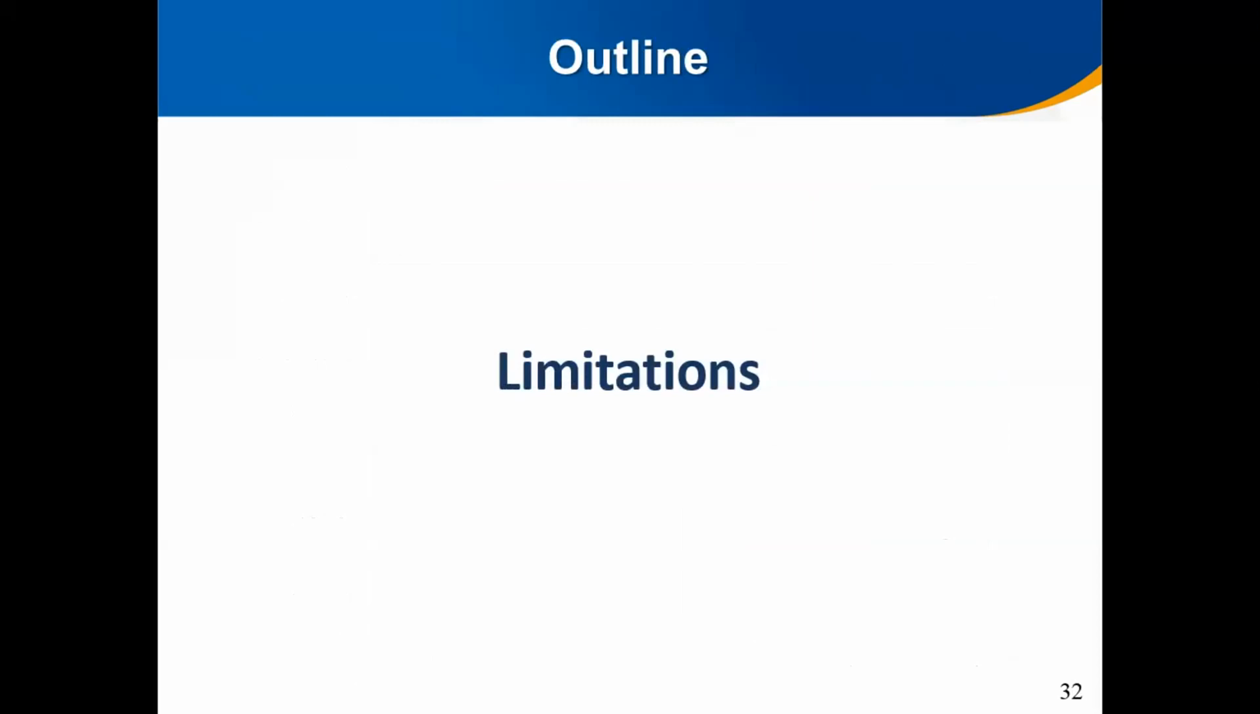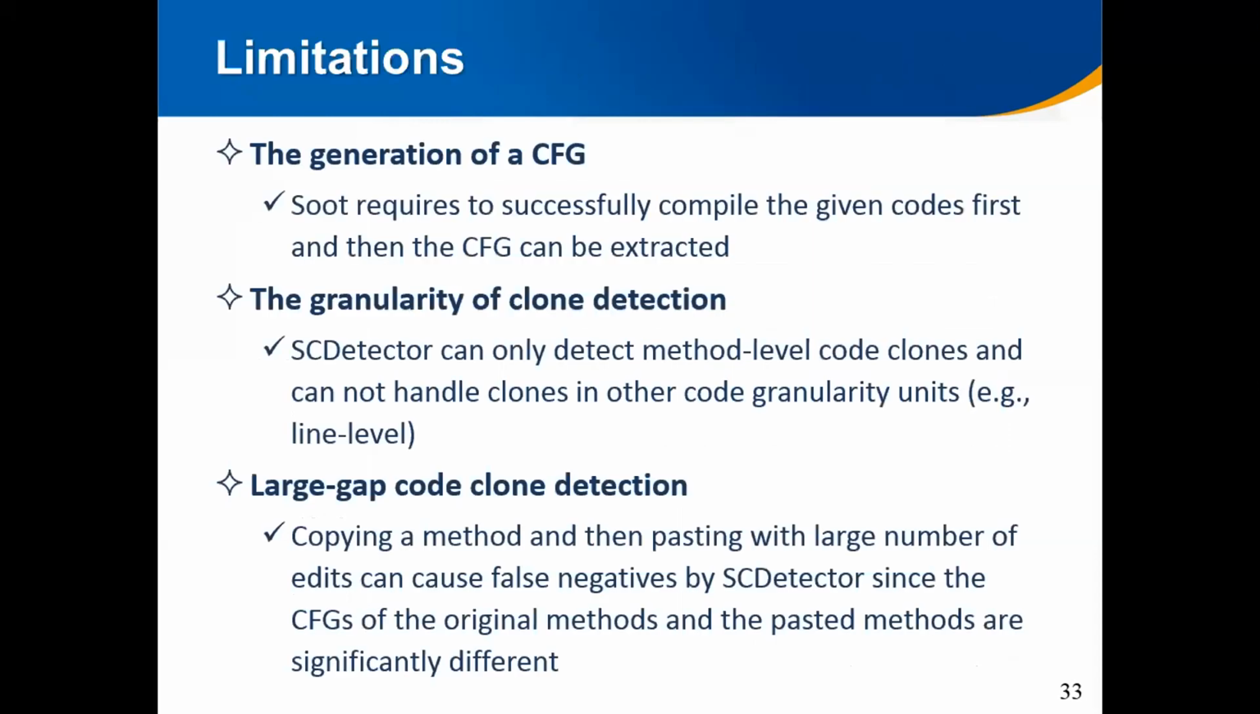Similar to prior approaches, SCDetector also suffers from several limitations. First, we leverage Soot to generate the semantics of a method. However, Soot requires successfully compiling the given code first, and then the semantics can be extracted. It is a reason why we cannot use all the files in the BigCloneBench dataset to conduct our evaluation.